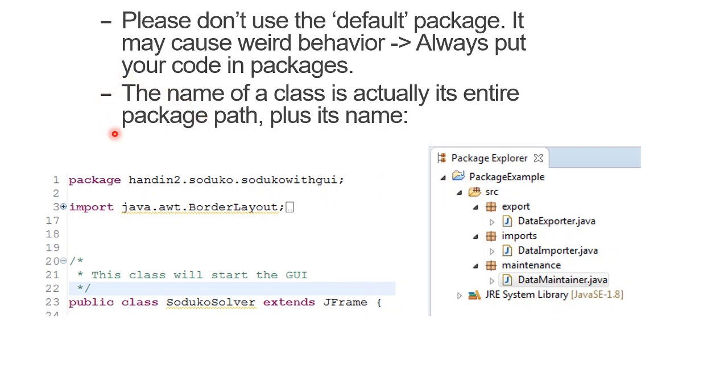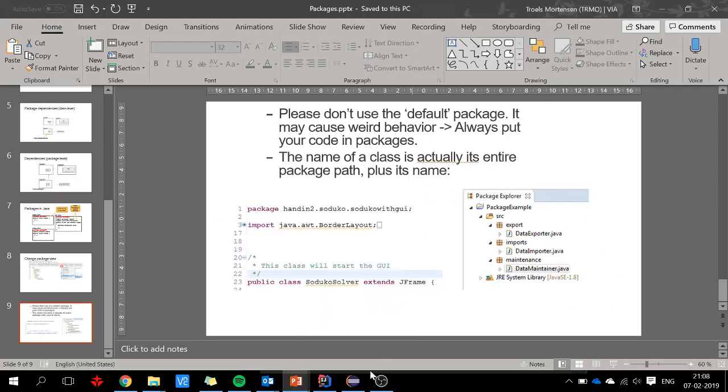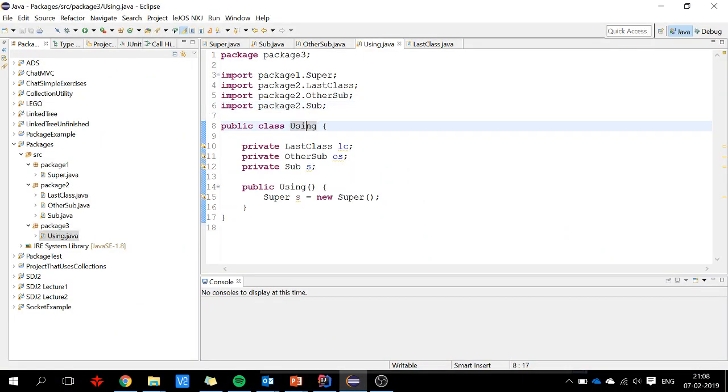Okay, so here's another point that confuses people sometimes. The name of a class is actually its entire package path. Right, so I have an example here about a Sudoku solver. The class name is Sudoku solver, but this is sort of like its first name, or whatever you want to call it. So handin2.sudoku.sudoku with GUI.sudoku solver, that's actually the class name here. And maybe I can show this in Eclipse somehow. If I mouse over, then I can see the class called using. It's actually called package3.using. Okay.